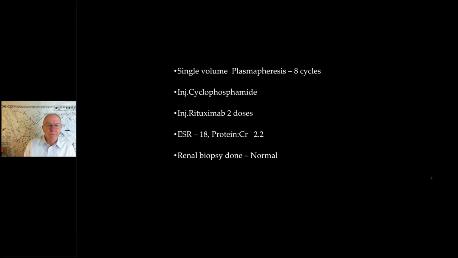With the deteriorating sensorium and progressive CNS lesions, we went ahead with immunomodulation. We started single-volume plasmapheresis, gave 8 cycles in total, along with 1 dose of cyclophosphamide and 2 doses of rituximab. After this, ESR was 18, previously 72, and the protein creatinine ratio reduced from 3.5 to 2.2. In between, a renal biopsy was done and the report was normal. There was no progression of coronary artery dilatation, which stabilized, and LV dysfunction also improved.